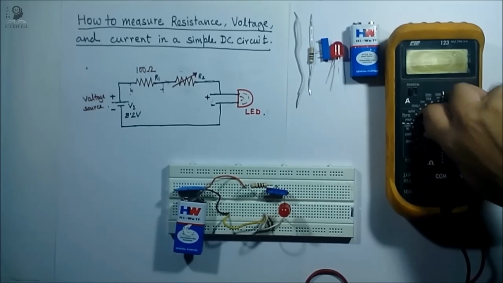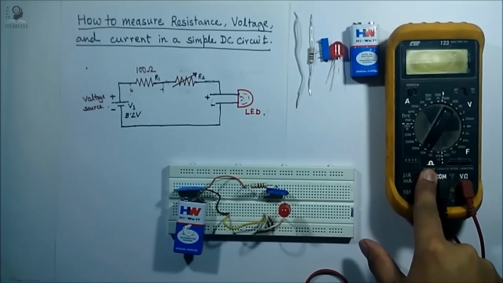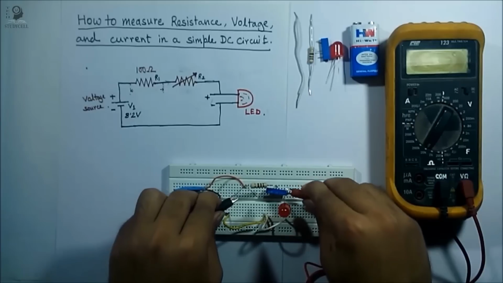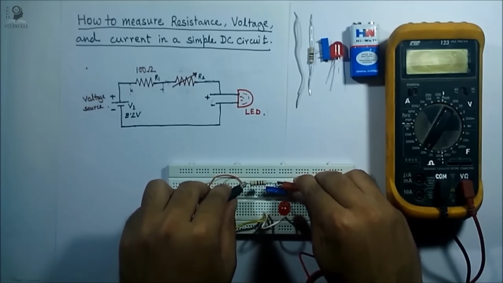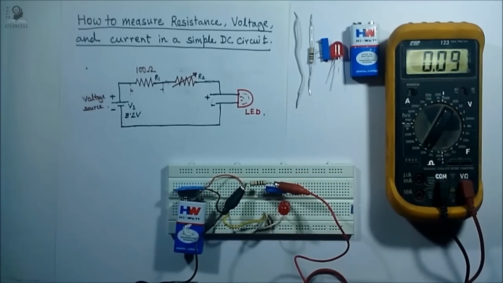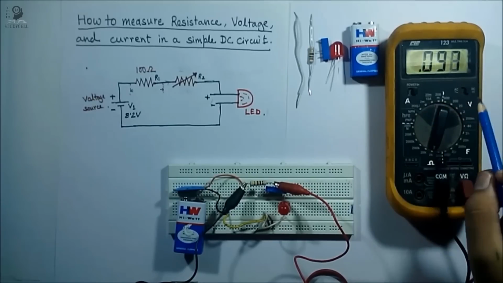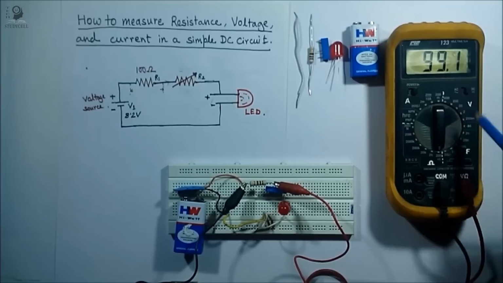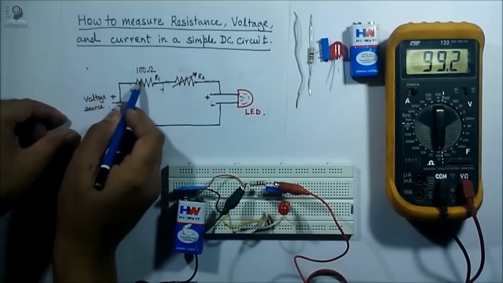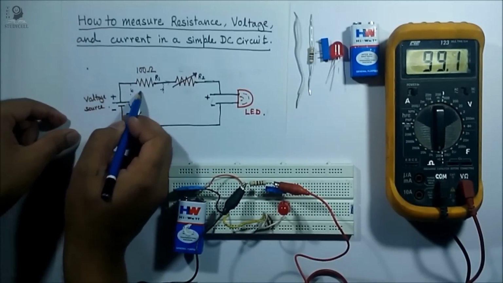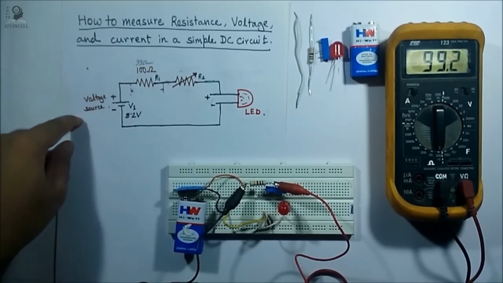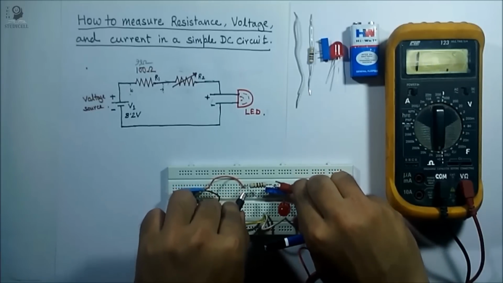Now to measure the resistance, we have to select the range in ohm. To measure it, I have to connect both leads of the multimeter across R1, the resistor I want to measure, and it's showing a value of 99 ohm. I am selecting the range in ohm, which is very close to the nominal value of 100 ohm. So the value is 99 ohm.